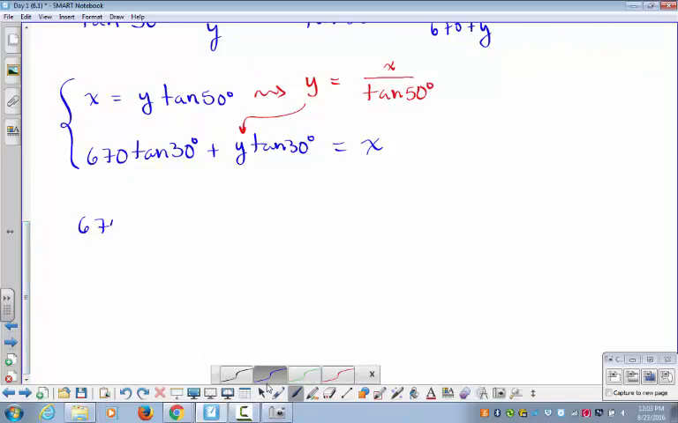So the choice I made was to plug that in right here. So I'm going to have that fraction substituted in, x over tan 50, multiplied by tan 30, and that's all equal to x. Okay. Now here's an equation. I claim you can solve this easily.